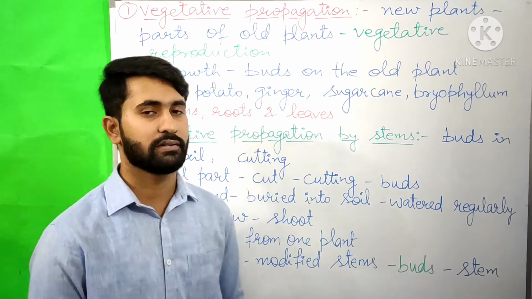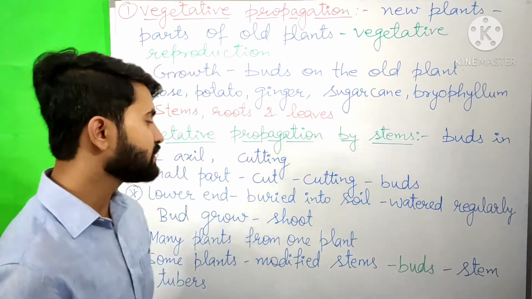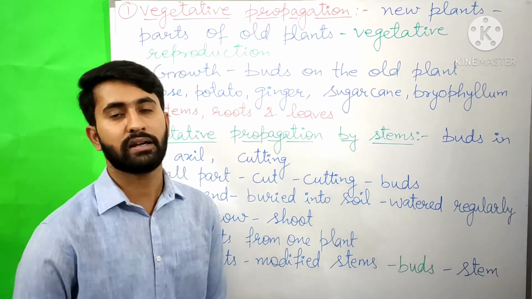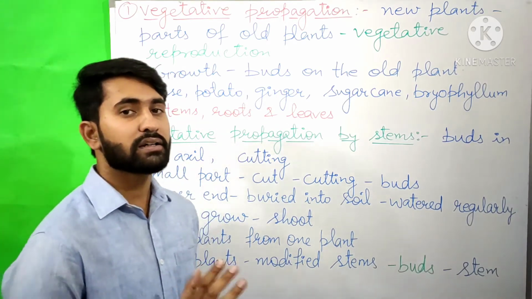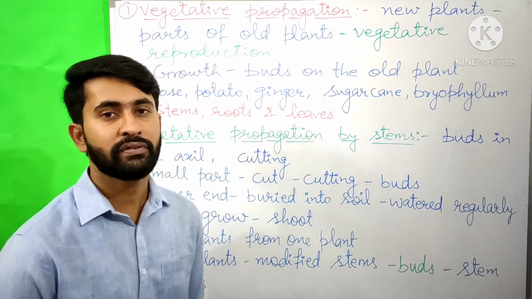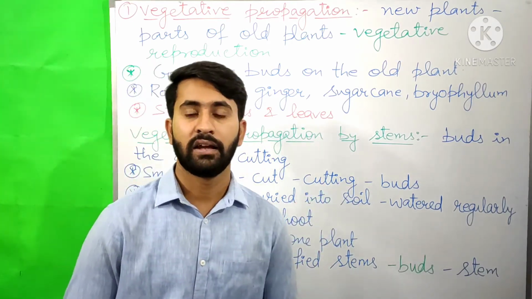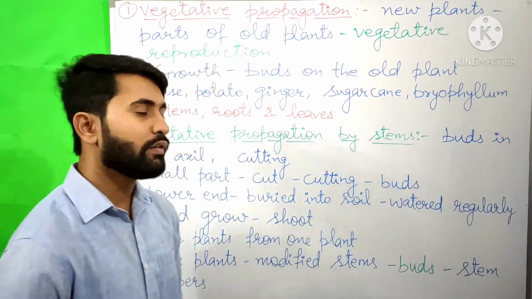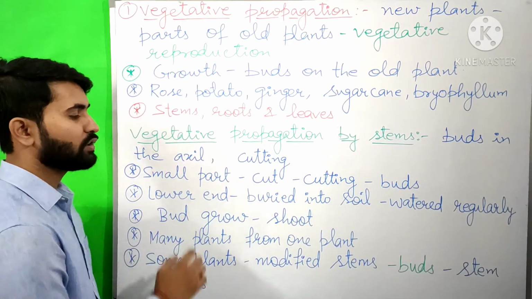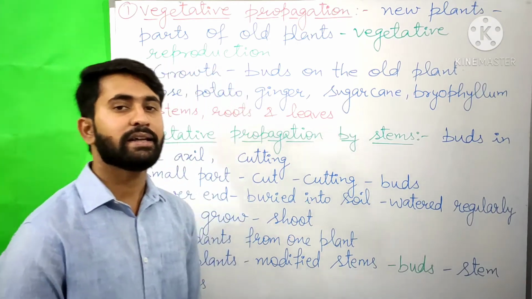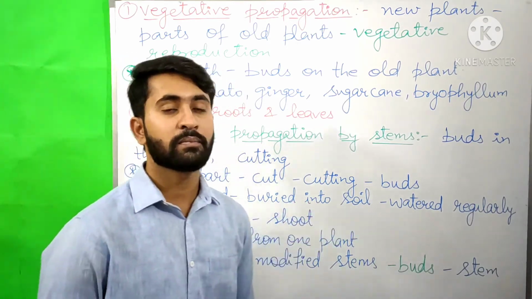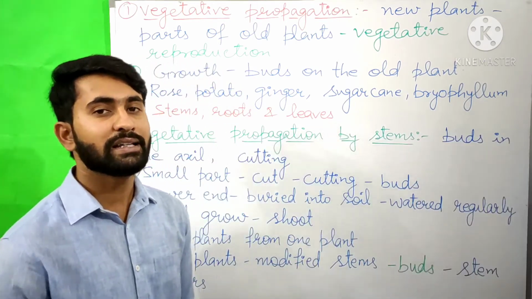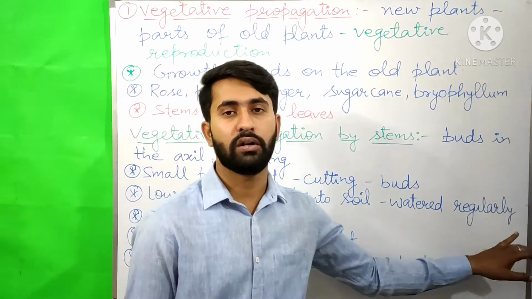The new plant can be produced from the stem or branch of the existing plant by the method of cutting. So what is cutting? A small part of a stem or a branch of a plant which is cut using a sharp knife is known as cutting, and the cutting should have buds on it. The lower part of the stem cutting, or we can say the lower end, is buried into the soil and the upper end is kept above the soil, and this cutting is watered regularly.